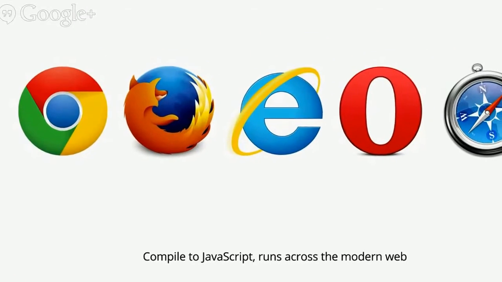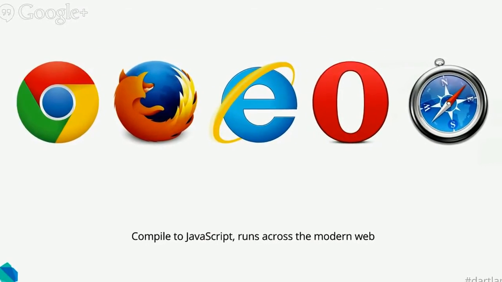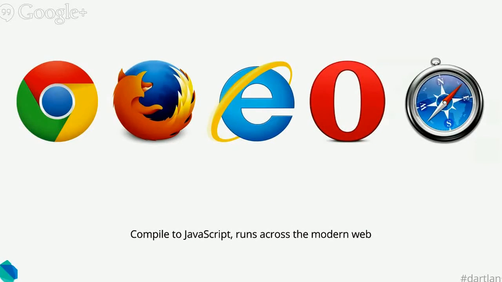The applications that you create in Dart basically compile the Dart code into JavaScript, which can run on any of the modern browsers, and you need not worry about supporting multiple different web browsers across different platforms. So Dart is going to compile to JavaScript, which is going to run on various web browsers.